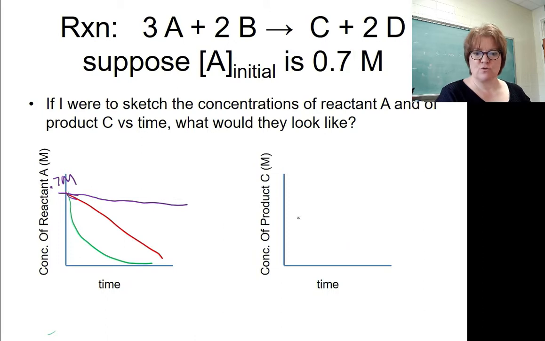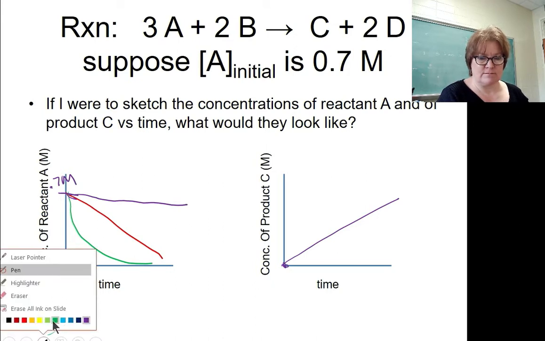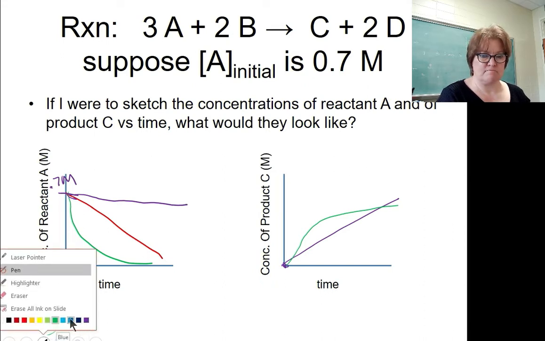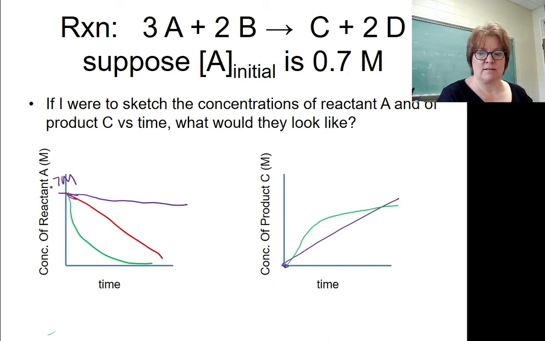All right, what about the concentration of product? I know I start off with none, so it should start down here. I know I'm going to make the product, so I should get more and more C as I go along. Maybe it's like this. Let's change colors again. Maybe it's a lot at first and then it levels off. Or maybe it's a little bit at first and then more and more. That would be a little unusual, but I know it's going to increase.